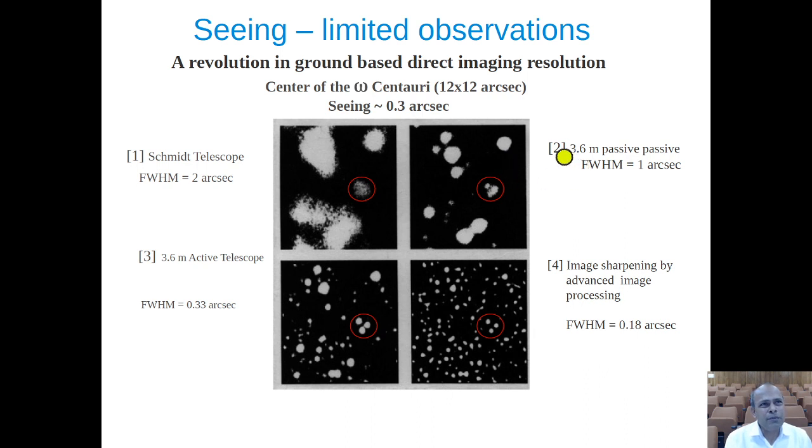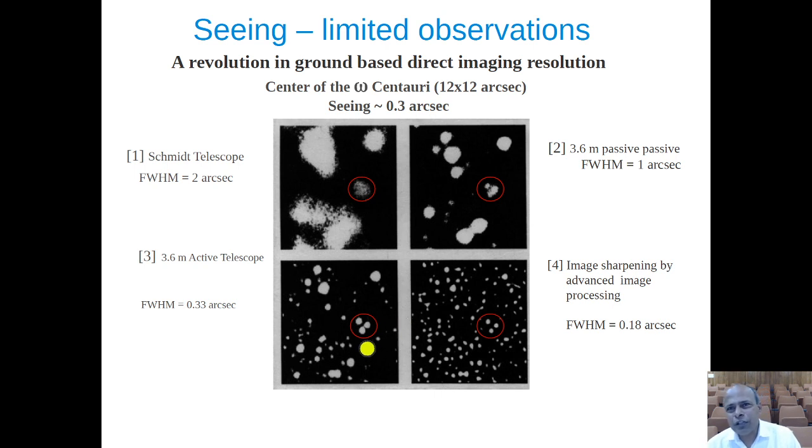Now coming to item 2, this is again a 4-meter class optical telescope, but a passive telescope. Here we are able to achieve an FWHM of 1 arc second. I mean, if we maintain the adjustment on this passive telescope to the best possible limit, it's very challenging to get even 1 arc second. Compare this with the seeing of this particular site.